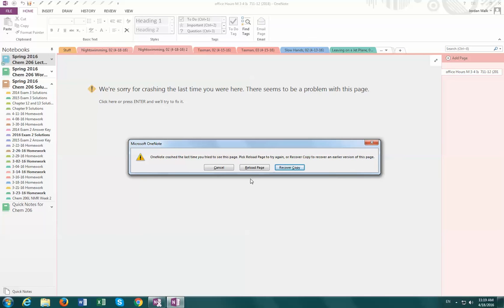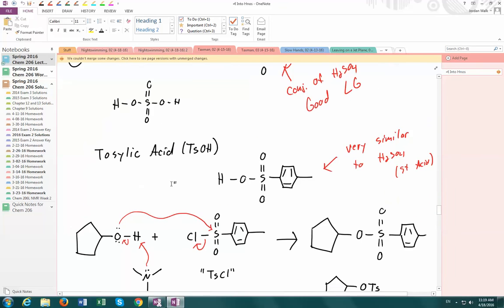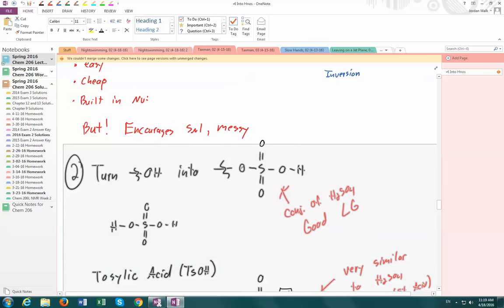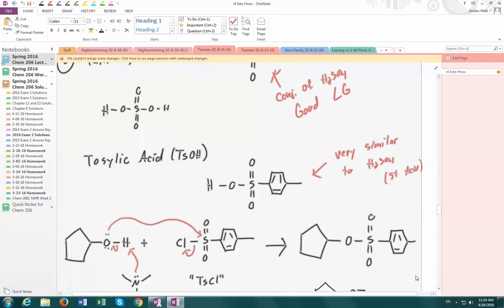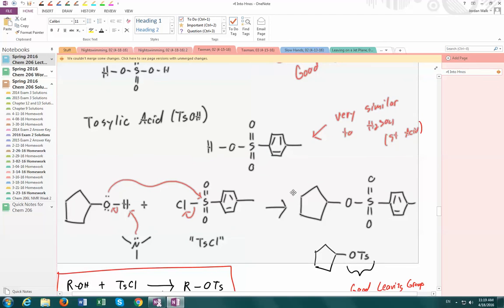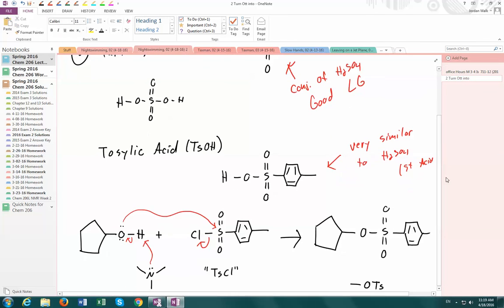Let's see, hold on, which one are we going to do? Pick reload page or recover copy? Recover copy? I mean, I just did this lecture, right? So it's not a huge deal. We'll just copy paste. We were about right here. Yay. Okay. This might have some slight differences from what we just did.